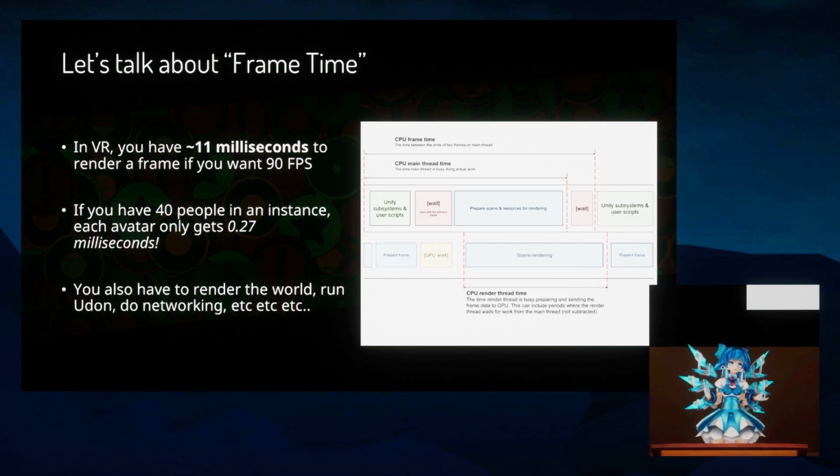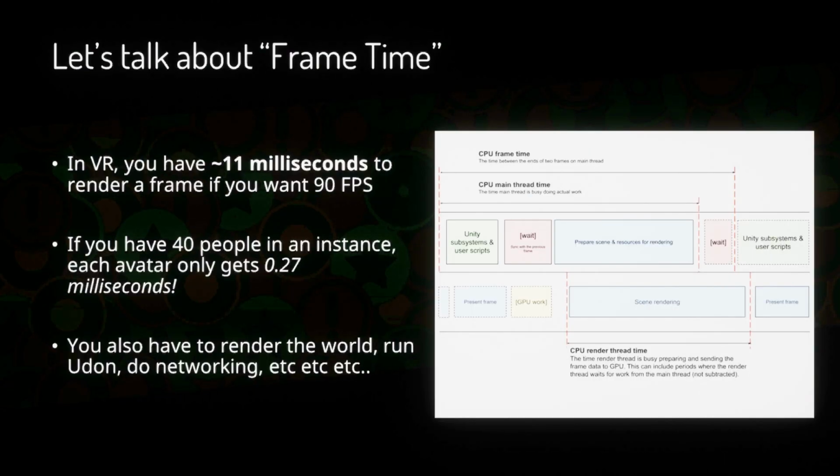In any VR application, you want to try and aim for 72 to 90 FPS at best, or at worst, depending on the headset. And in VR, if you're trying to get to 90, you have 11 milliseconds, 11.3, I think. That means that if you divide that by 40, so for 40 people in the instance, you only get about 0.27 milliseconds per avatar. That's like no time at all.